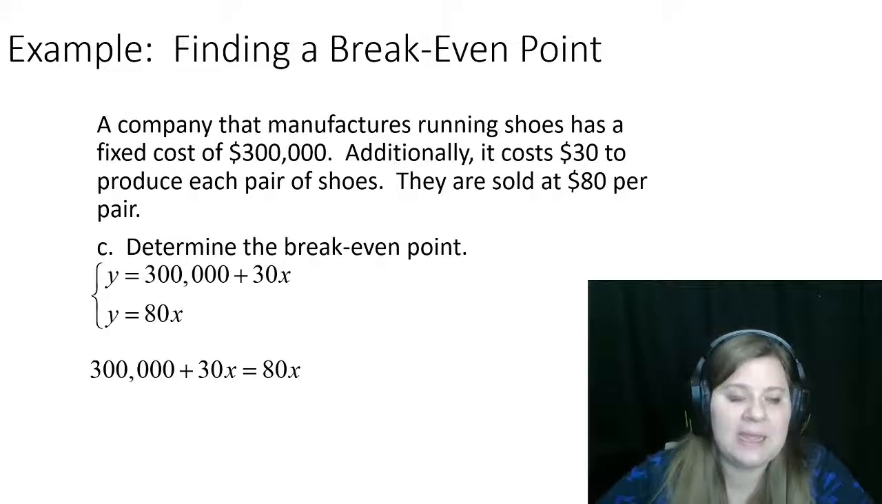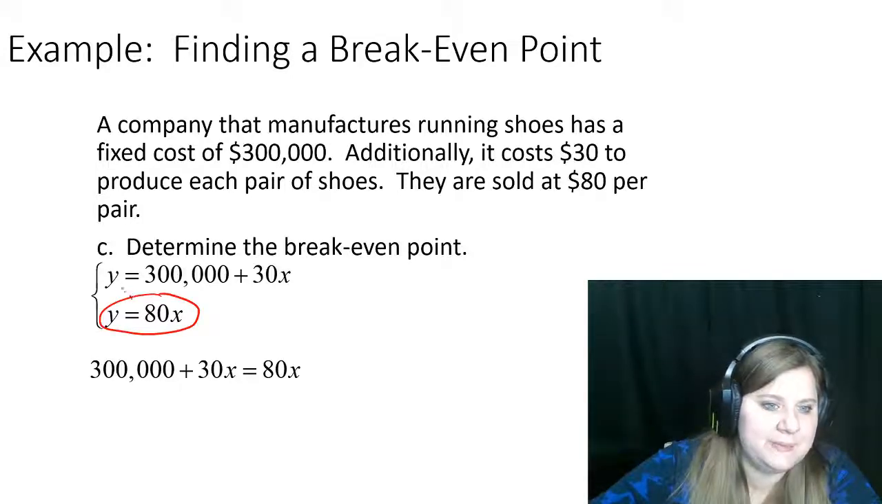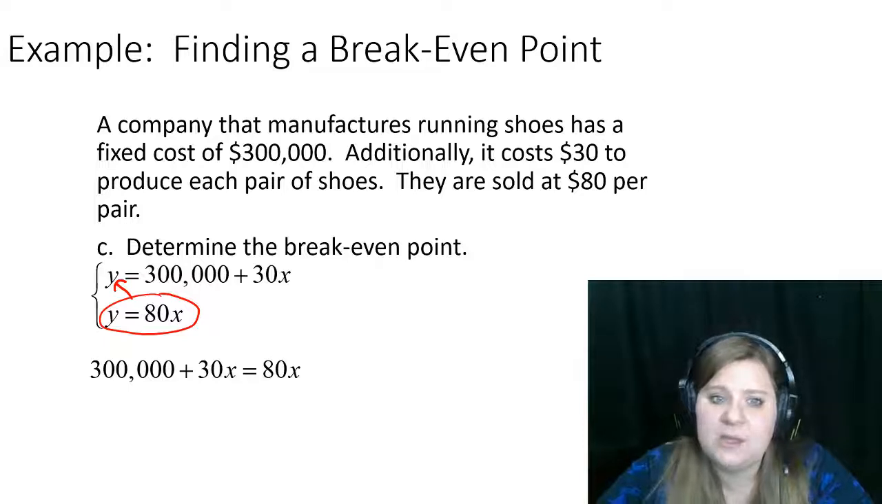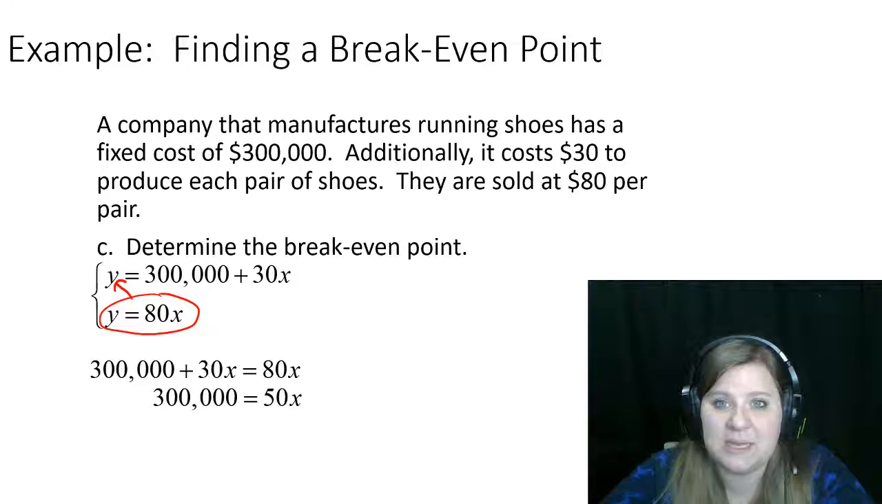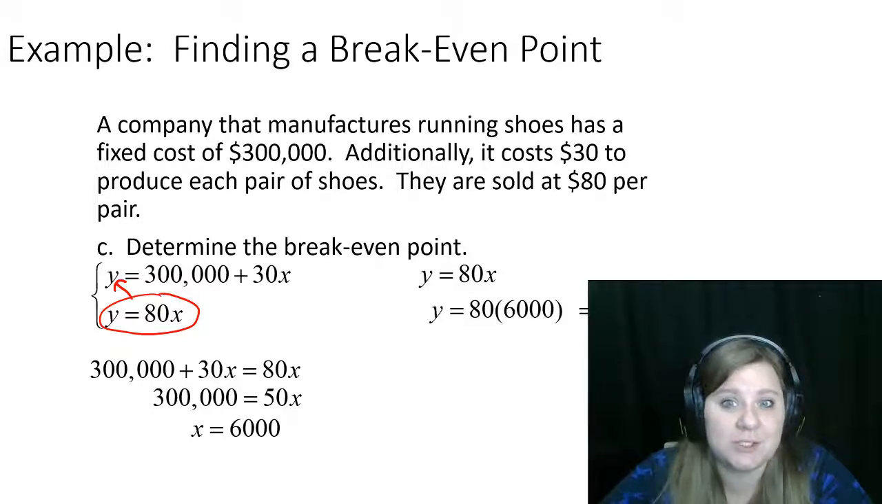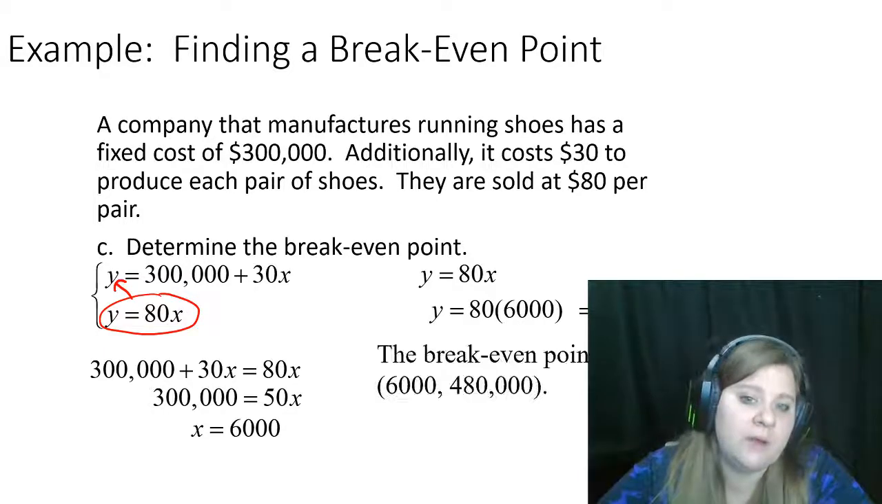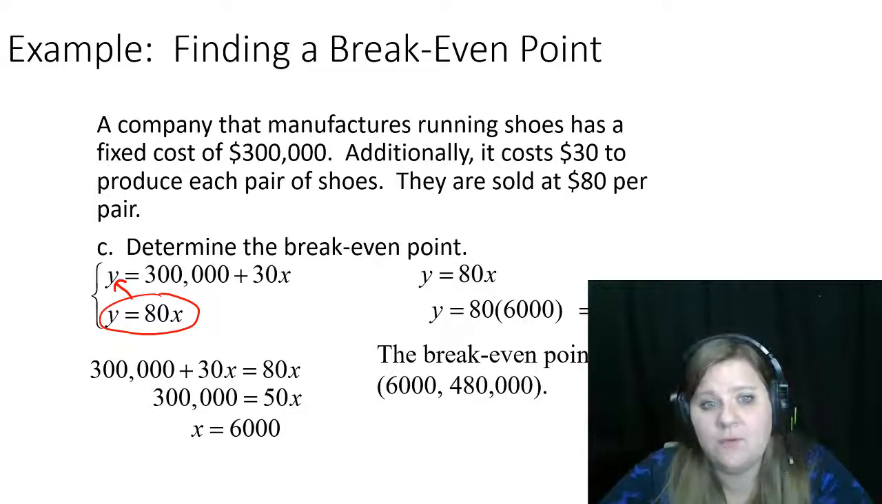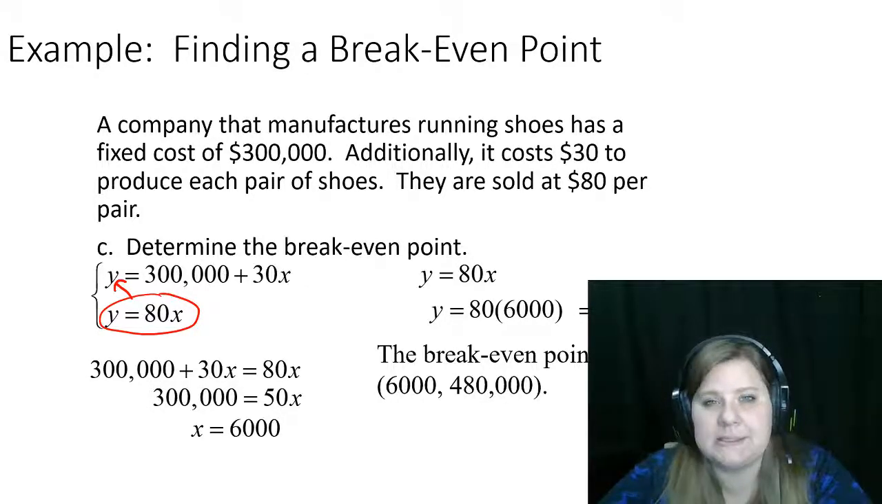Now, I can set these two functions equal to each other because y equals 80x can be substituted in, okay? So that makes it a lot easier for us to solve. We can subtract 30x from both sides and then divide by 50, and we get that x is 6,000. Since x is 6,000, we can plug that back into the simpler of the two y equations and say that y is 480,000. So we know we have the point (6,000, 480,000). But what does that mean in the context of the problem?